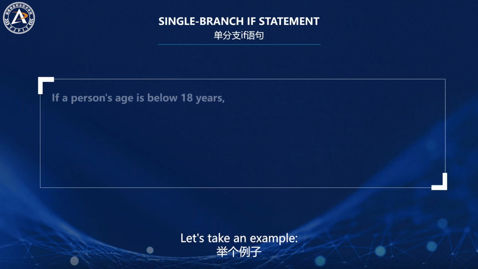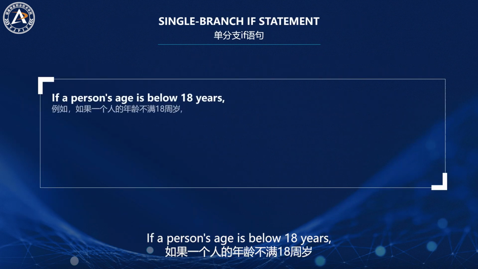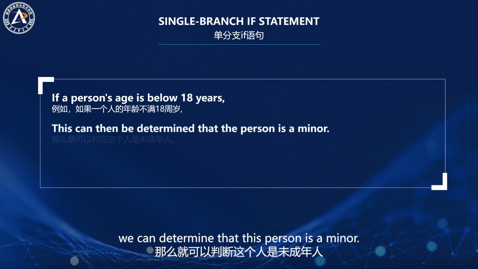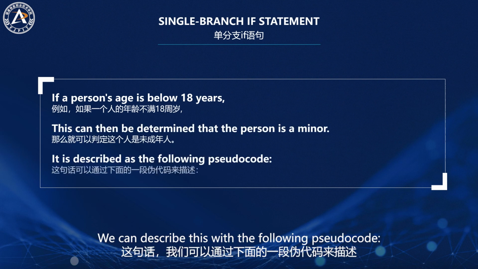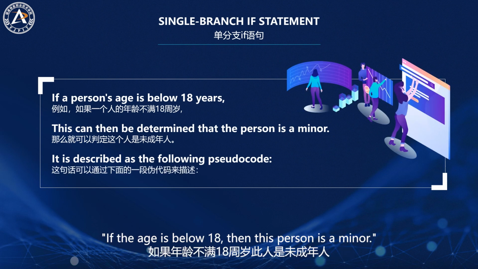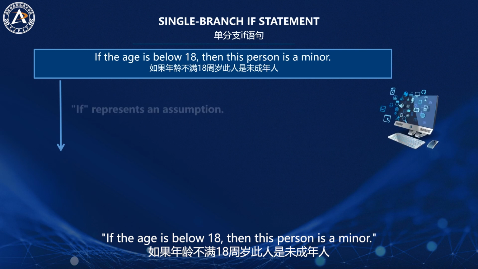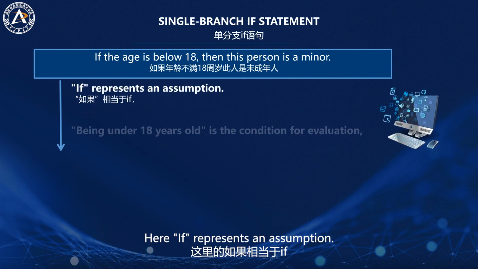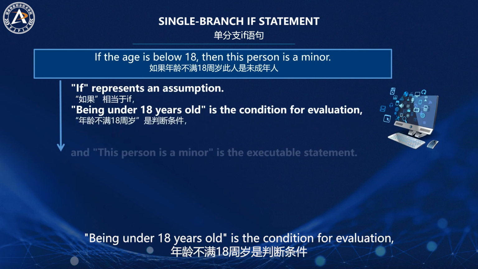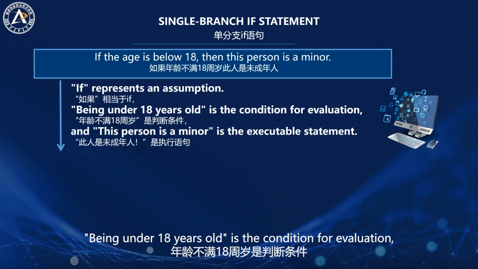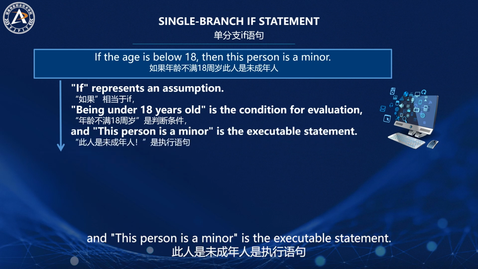Let's take an example. If a person's age is below 18 years, we can determine that this person is a minor. We can describe this with the following pseudocode. If the age is below 18, then this person is a minor. If represents an assumption, being under 18 years old is the condition for evaluation. This person is a minor is the executable statement.